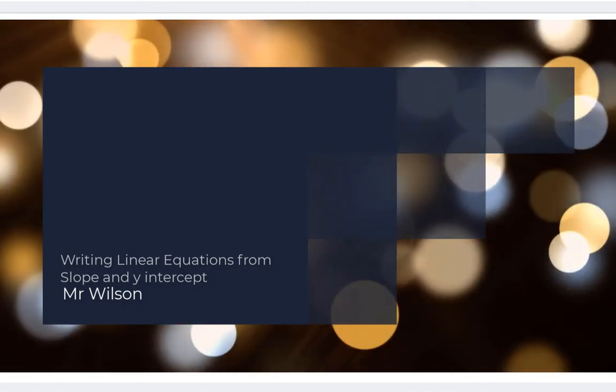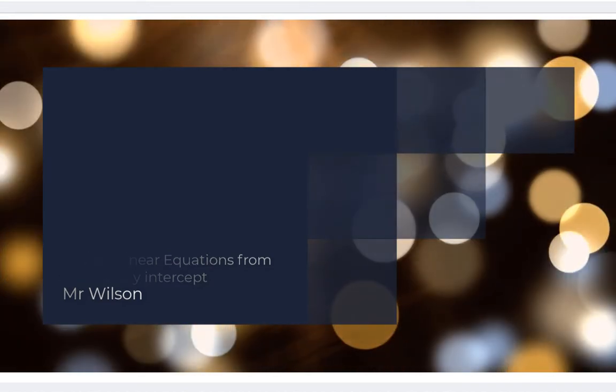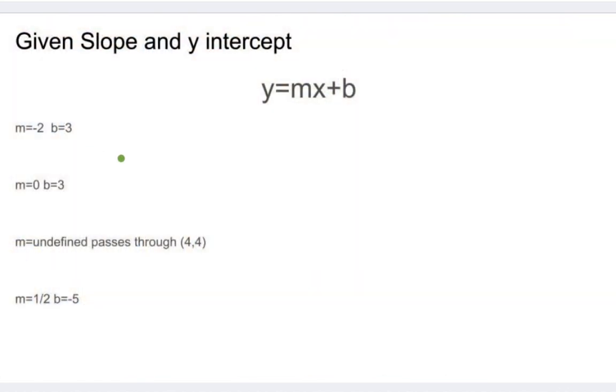Hey mathletes, so in this video we're going to look at writing y equals mx plus b equations if we're given the slope and the y-intercept. So all we really need to do is plug two numbers into these two spaces in our equation. Remember, m stands for the slope and b stands for the y-intercept.